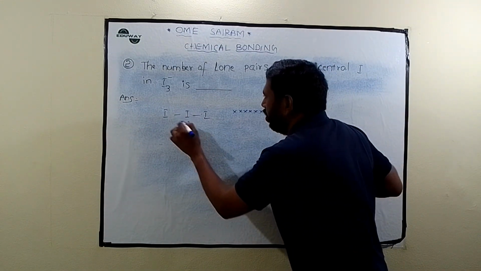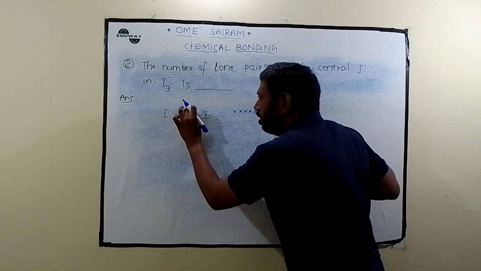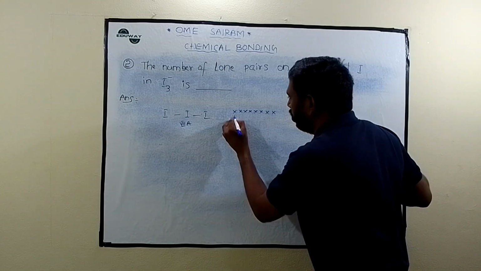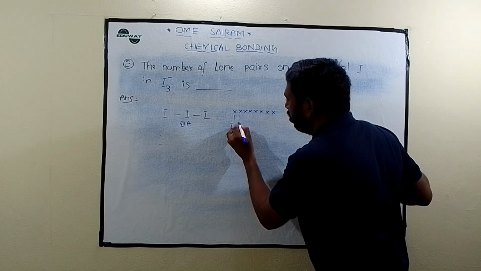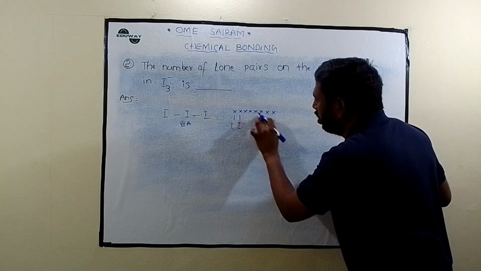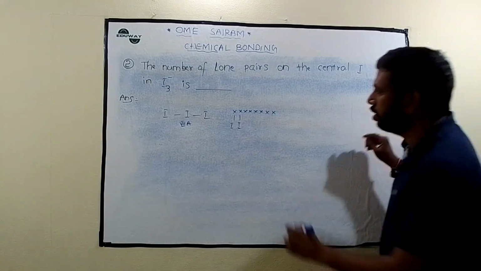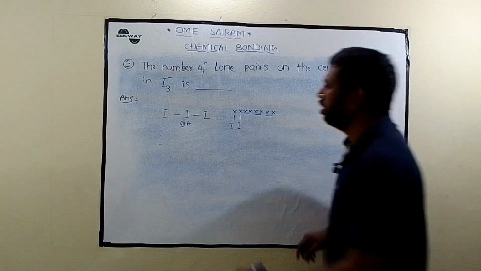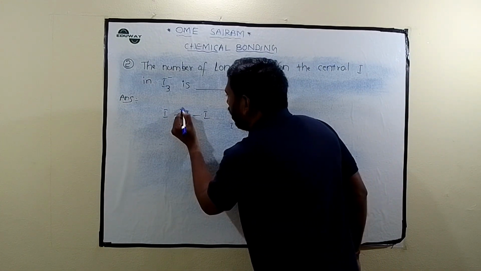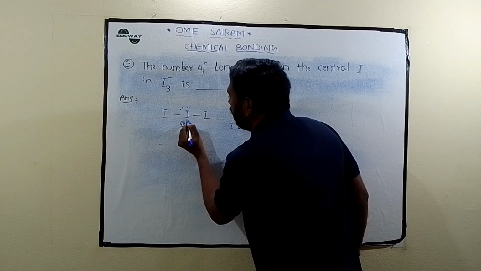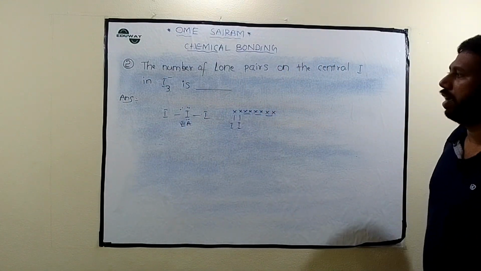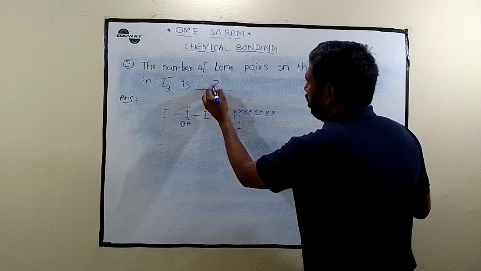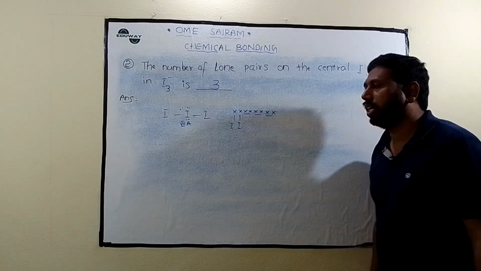Now this iodine atom can form 2 bonds with 2 iodine atoms. That's why you can write like this. And the remaining 6 electrons exist as 3 lone pairs. That's why the central iodine atom has 3 lone pairs. This is a numerical question. The answer is 3. Have you understood all?